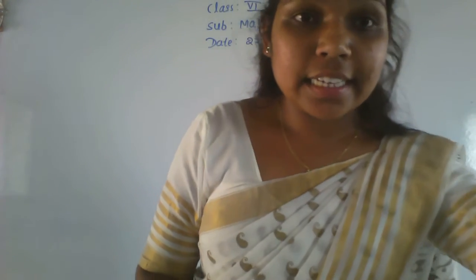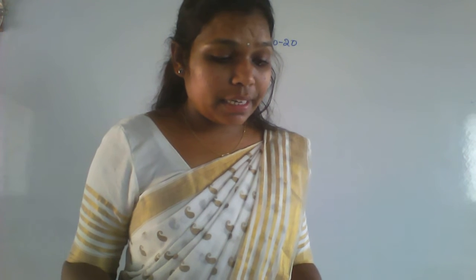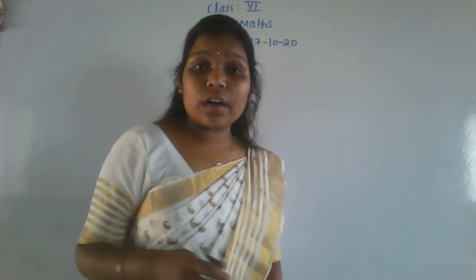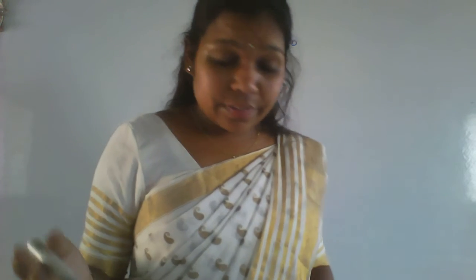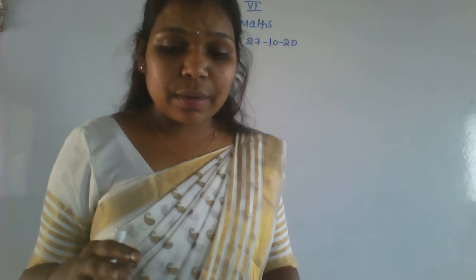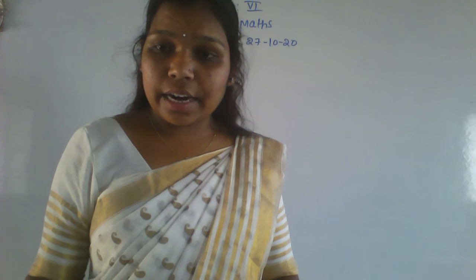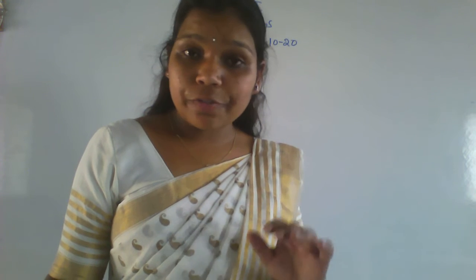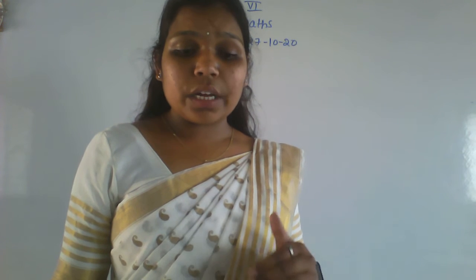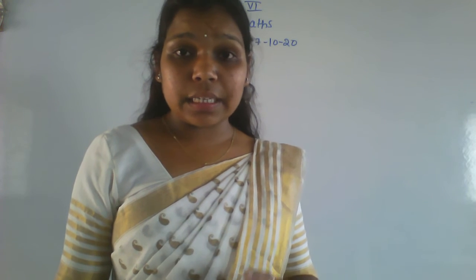Right? So, in the last class, what did we discuss? In the last class, we discussed the criteria of divisibility. In that, we discussed divisibility by 2, divisibility by 3, divisibility by 4, and divisibility by 5. So we completed divisibility up to 5, right? Now today we'll discuss divisibility by 6. What is the rule for divisibility by 6?